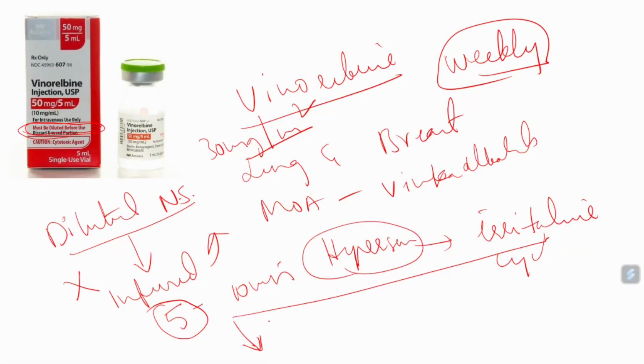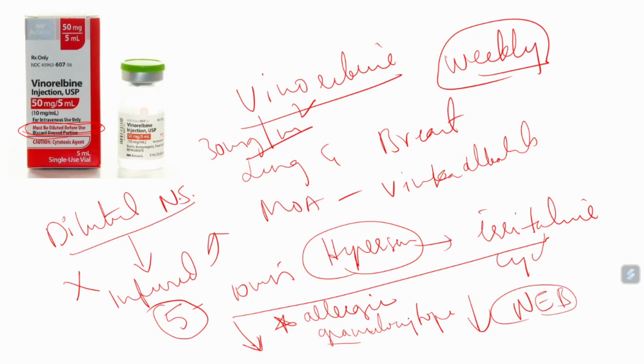But there are other adverse effects which are common with vinorelbine. One is allergic reaction. Just now I told, that's why it is given very slowly. And it causes granulocytopenia. Particularly granulocytes will be decreased in the body, like neutrophils, eosinophils, basophils. It is metabolized mainly by the liver. That's why if a patient is having liver failure, its dose should be decreased, same like vincristine and vinblastine.